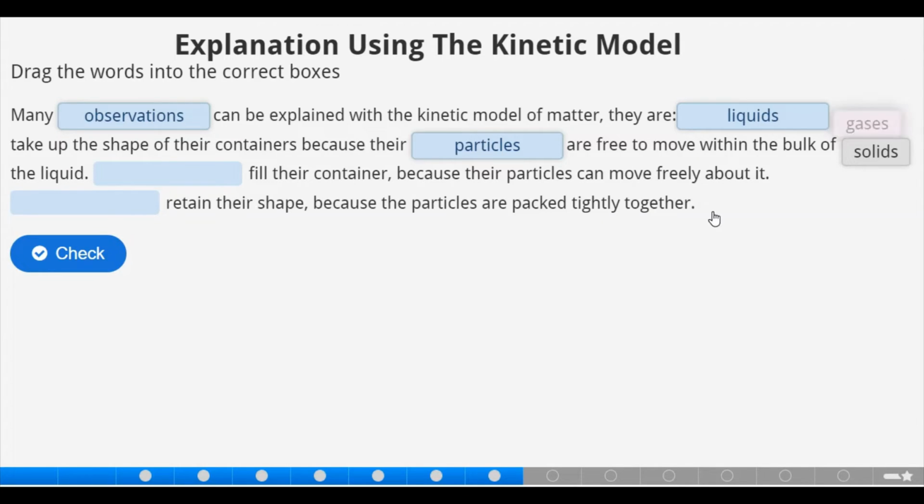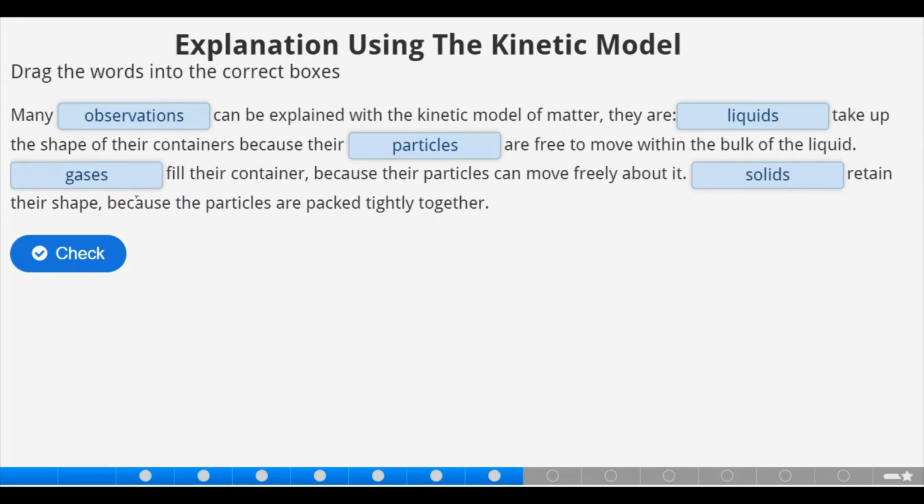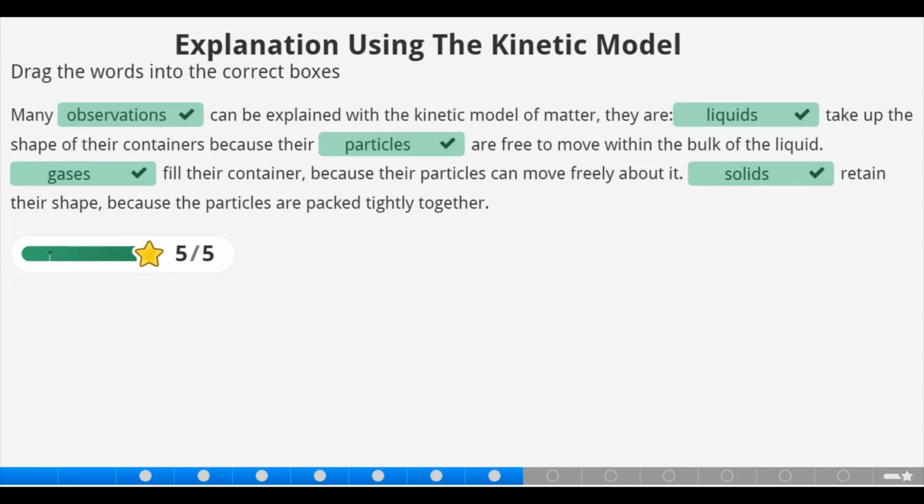Gases fill their container because their particles can move freely about it. Solids retain their shape because the particles are packed tightly together. Let's check. That's correct.